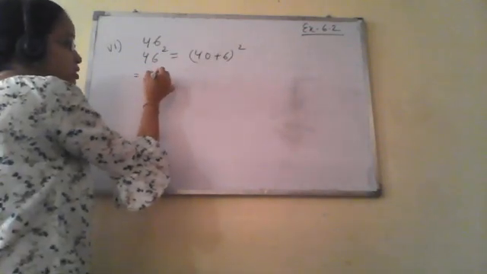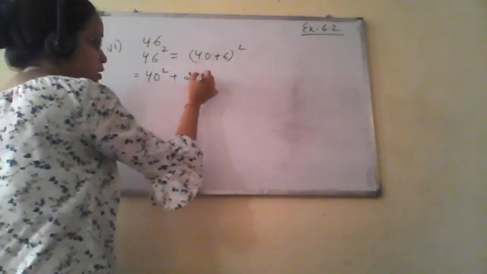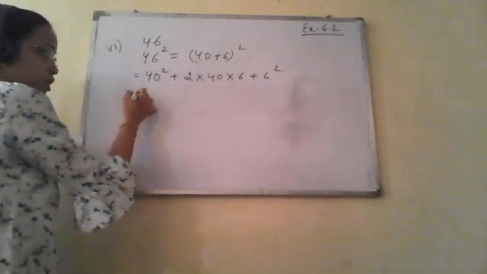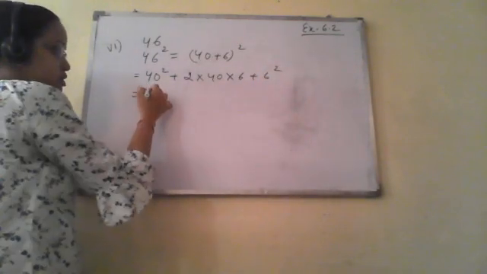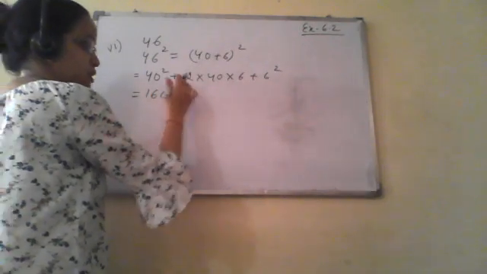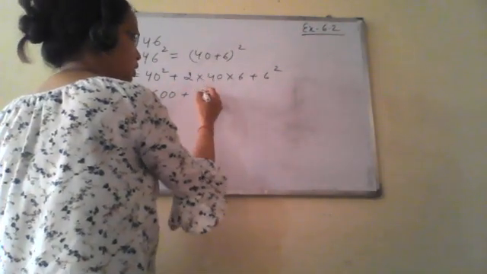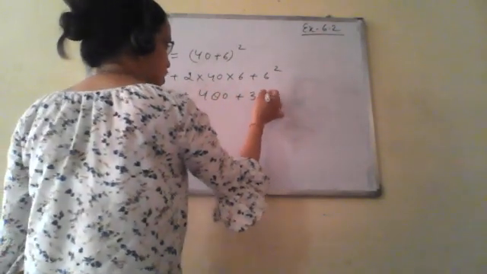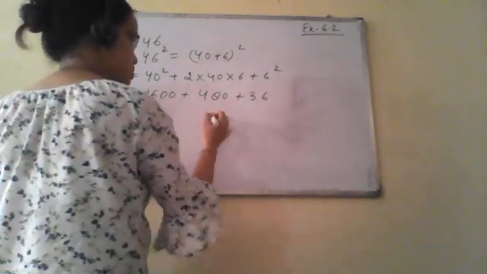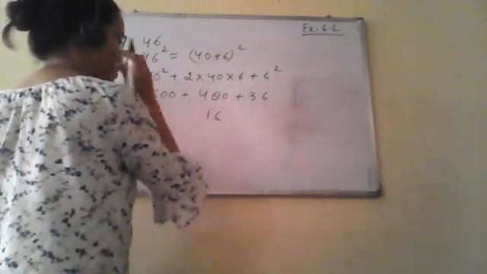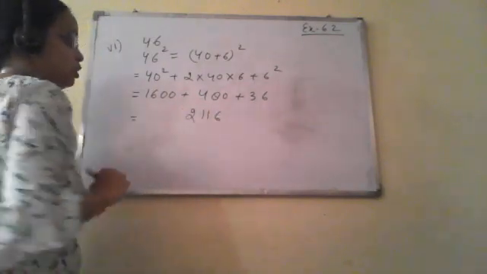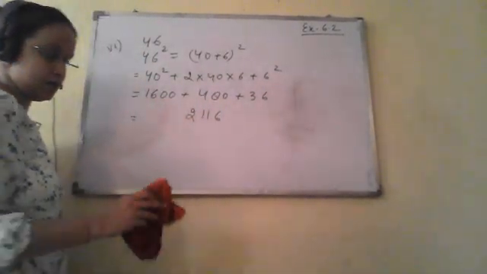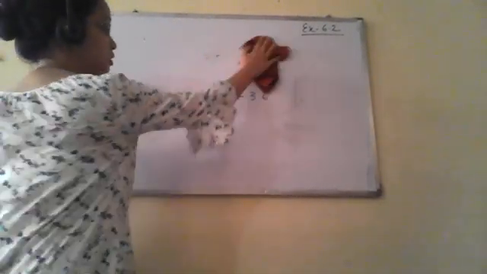So we have A square, that is 40 square, plus 2AB, that is 2 into 40 into 6, plus B square. The square of 40 is 40 into 40, that is 1600, plus this is 480, right? Plus this is 36. So we get 2116. This way we have to calculate the squares. Clear? I hope things are now clear to you all.